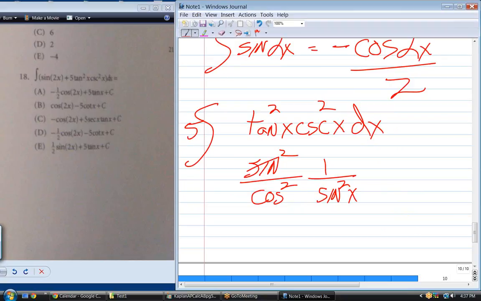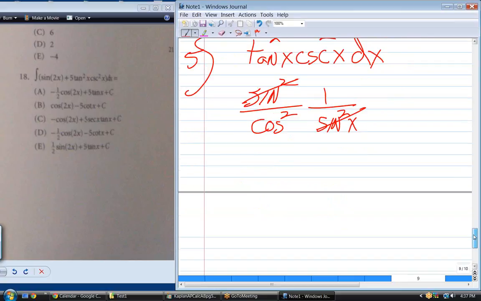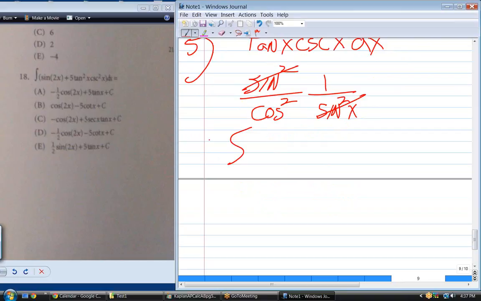Now, sine squareds cancel. And now I'm trying to take the integral, 5 times the integral of 1 over cosine squared. Well, that would be tough, except what is 1 over cosine squared when you convert it back to a numerator trig function? Secant squared. And secant squared happens to be the derivative of what?